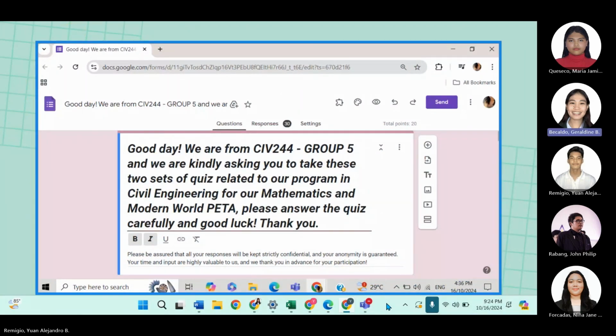So thank you, Ms. Jamila, for explaining our study. For our next, it is all about our Google form. Our Google form looks like this. Next slide, please.